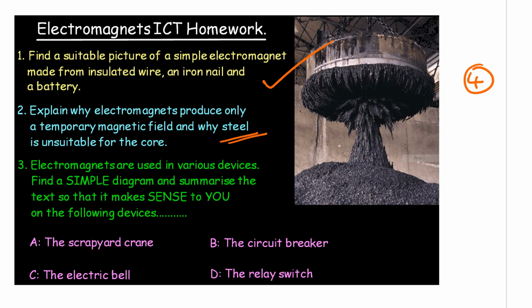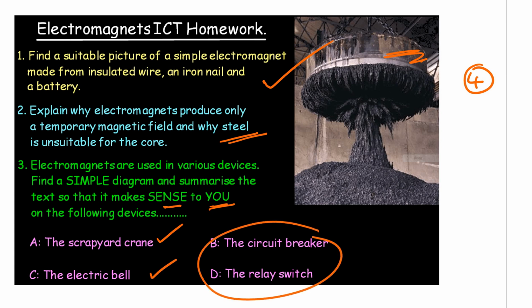Now, electromagnets are used in various devices. Find a simple diagram and summarize the text so that it makes sense to you on the following devices. Okay, I definitely have a look at the scrapyard crane, which is what we've got here. Okay, an electric bell, like a dinner bell or a fire alarm. And then one of these two, either a circuit breaker or a relay switch.